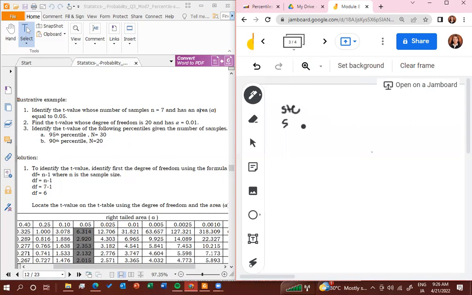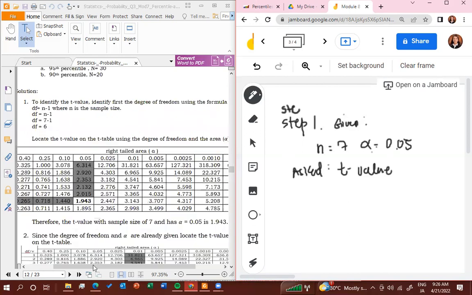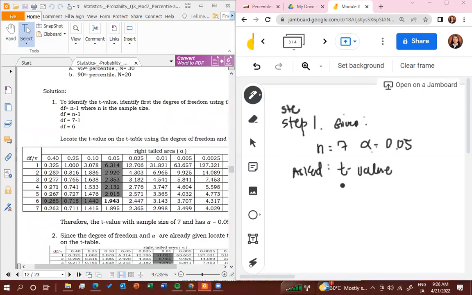Step 1, given. N is equal to 7, and the tolerance, or alpha, will be equal to 0.05. Next, we are asked for the t value, so we use the t-distribution table. Second step, we look for the degrees of freedom. df is really just equal to n minus 1. So what is n? 7, minus 1, so df is equal to 6.